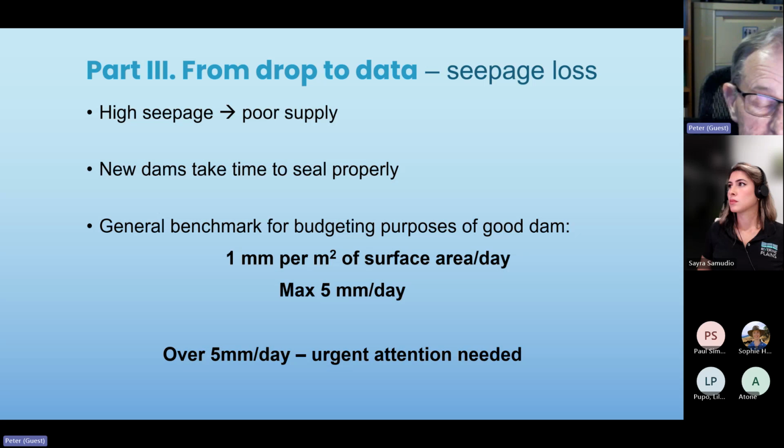Again, you can't see it, although you might see a green patch somewhere downstream of the dam. And you wonder why it's green. Well, the reason will be because it's getting nicely watered by the seepage coming out of the dam.